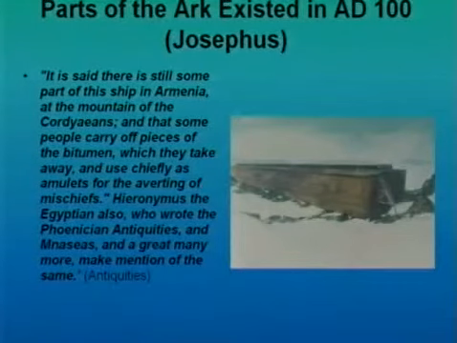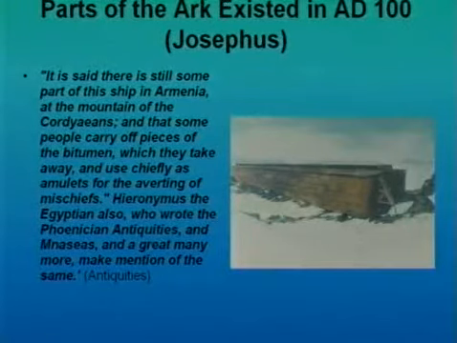According to Josephus, who was a Jewish historian of the first century, parts of Noah's Ark still existed in the Mount Ararat range. He says here in his book Antiquities, it is said that there is still some part of the ship in Armenia at the mountain of the Chaldeans, and that some people carry off pieces of the bitumen which they take away and use chiefly as amulets for the averting of mischiefs.